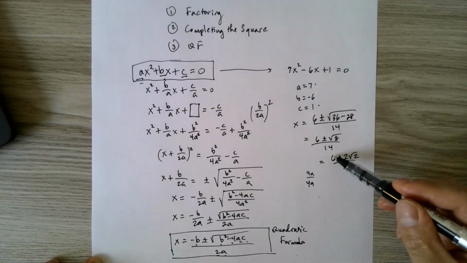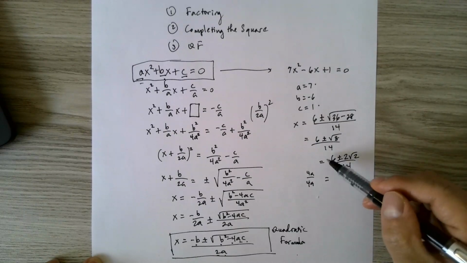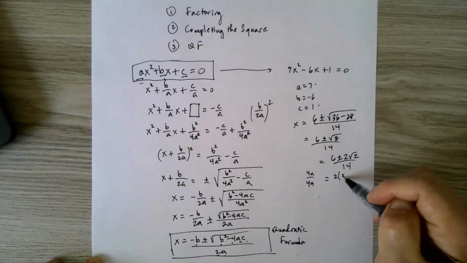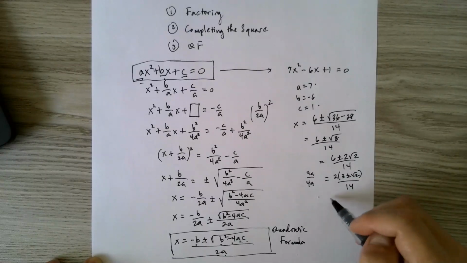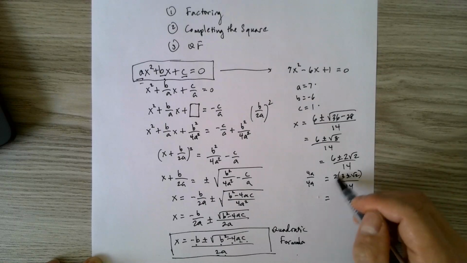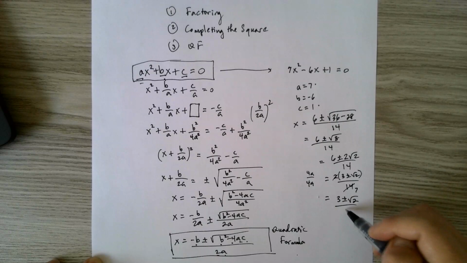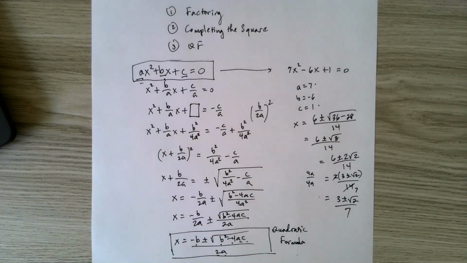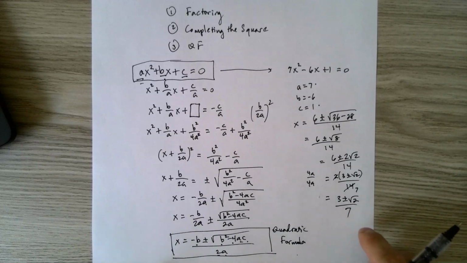Here I have a GCF of 2 in the top, so I can take the 2 out. And then cancel it with 14. So there we go. Those are the two answers. x equals 3 plus radical 2 over 7, or 3 minus radical 2 over 7.